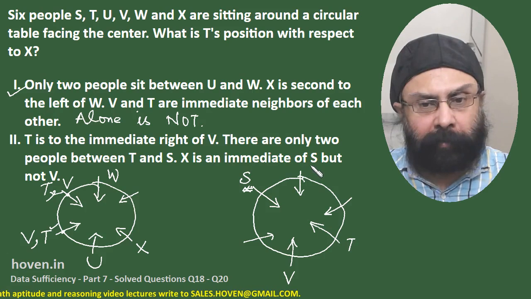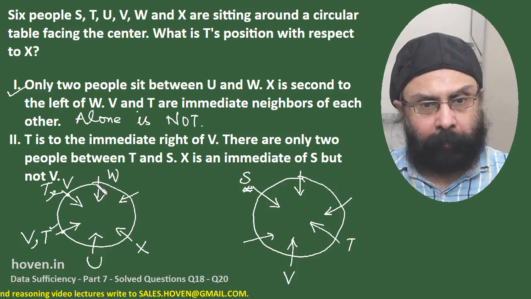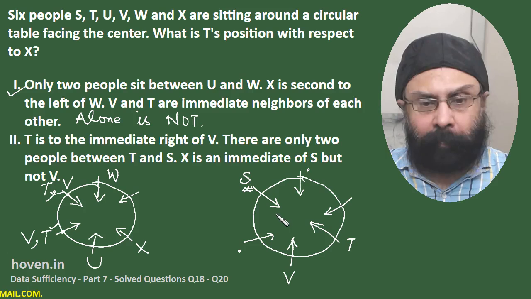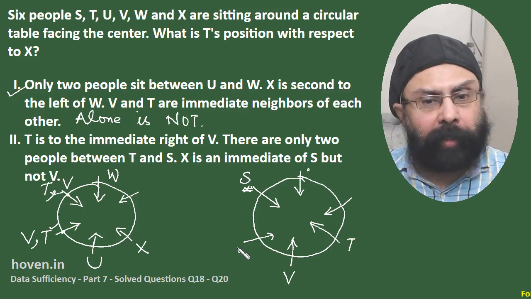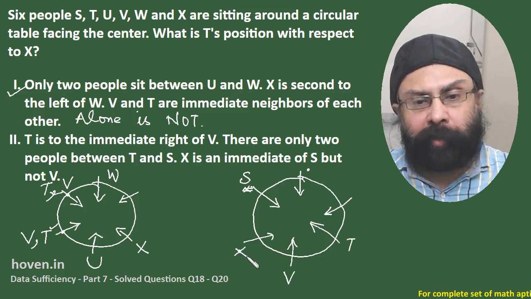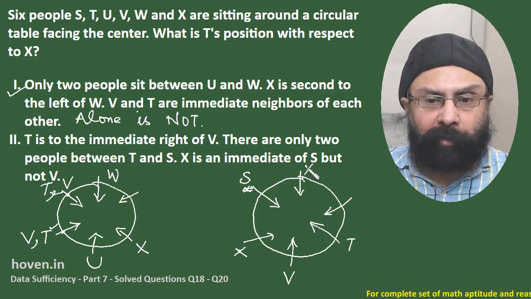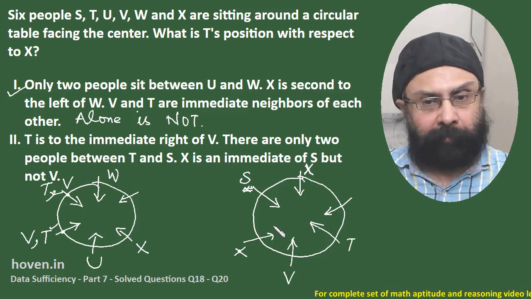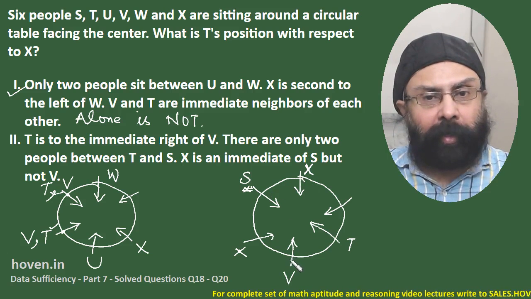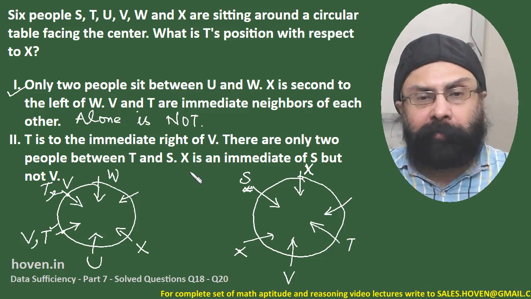X is an immediate neighbor of S, but not of V. This means X is known to be adjacent to S. So X is either here or here. But X is not adjacent to V is given. Therefore, we can rule out this one. So X is also finalized. Now we have X finalized, S, T, V. And now what? We have not been given anything else.